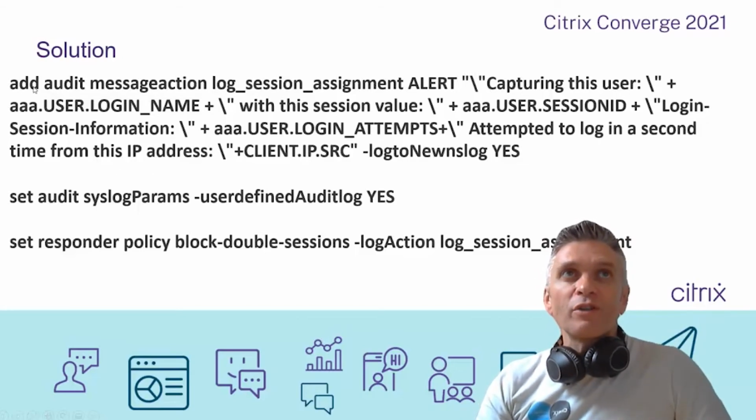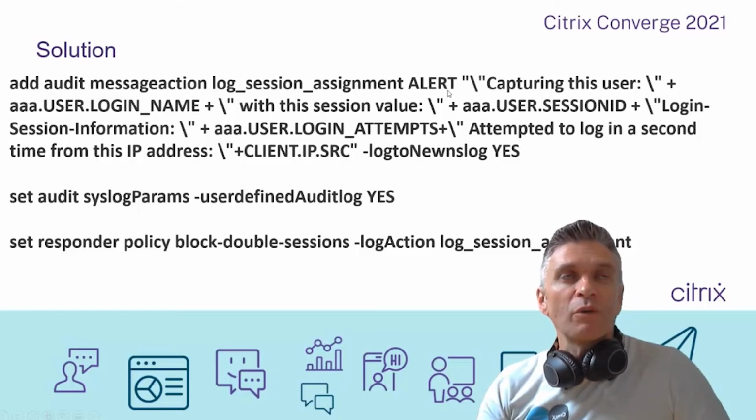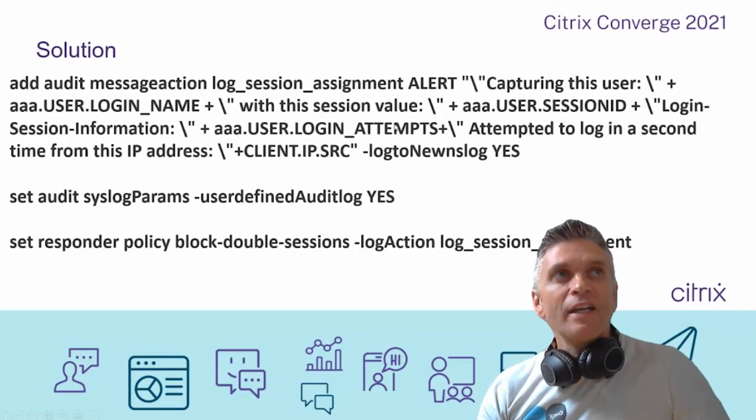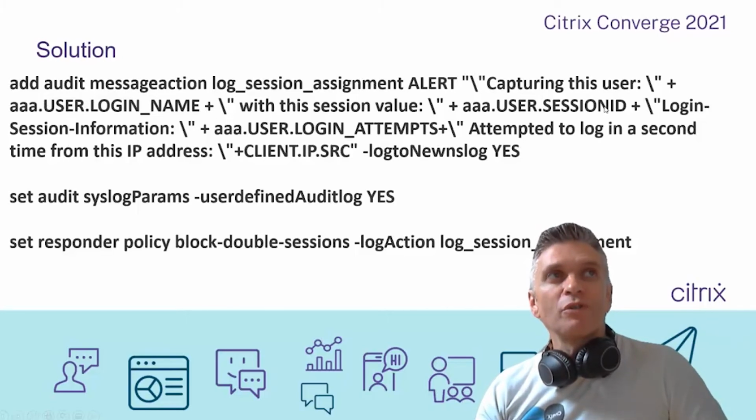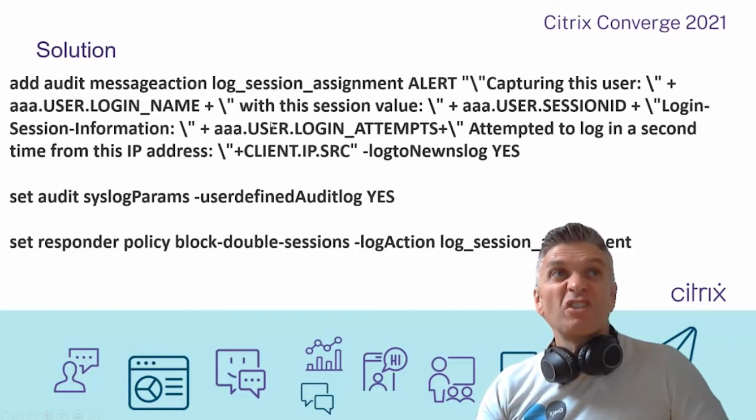So I've created a custom message action here, and you can see I've put a bit of text in here, just to make it look nice in the error logs, to give us something that we can search for and isolate. We'll also capture some variables. We're capturing the username. We're capturing the session ID that was used. Just seeing user login attempts.